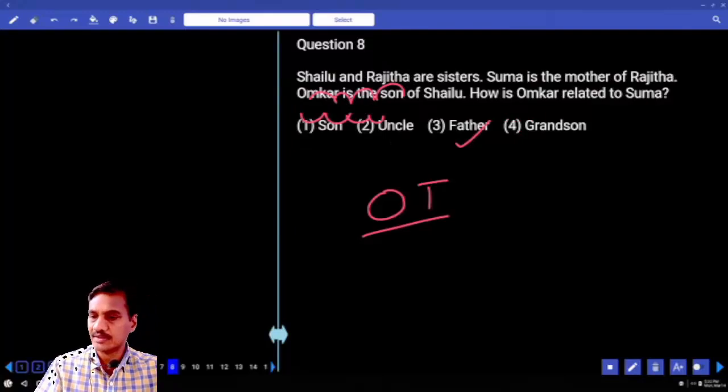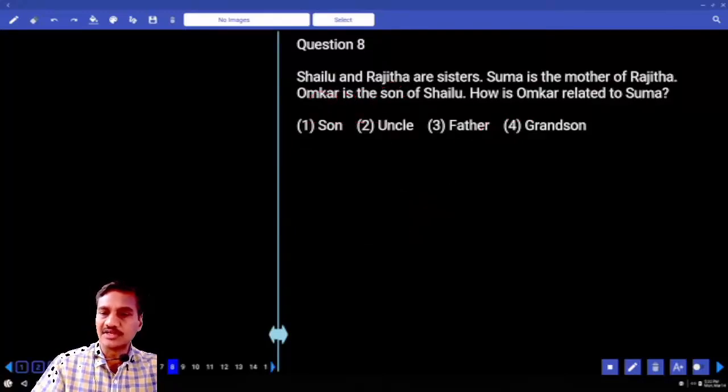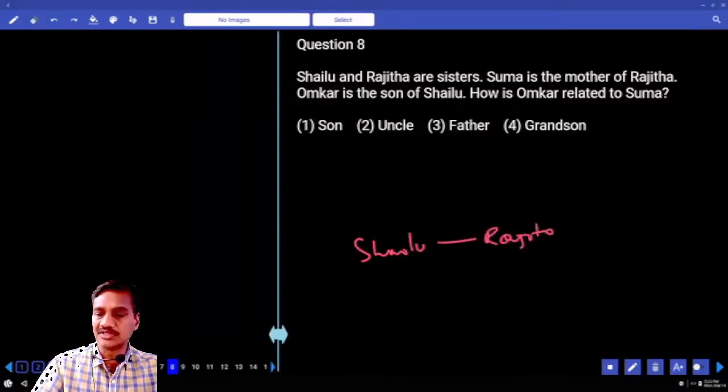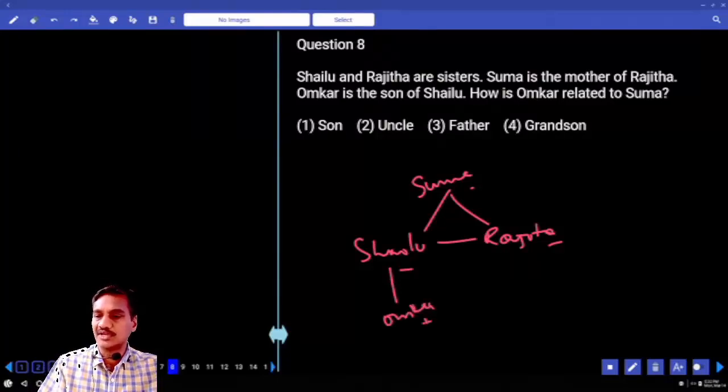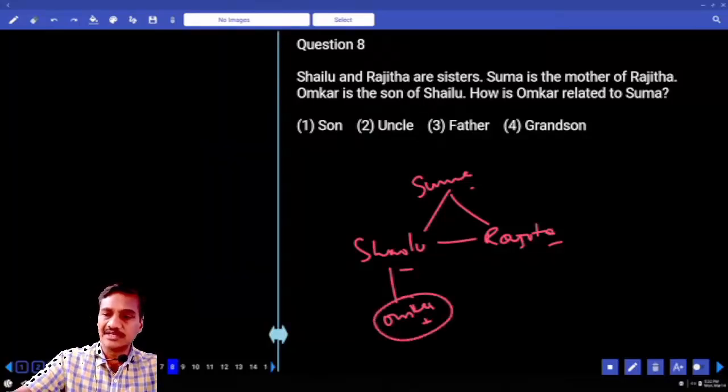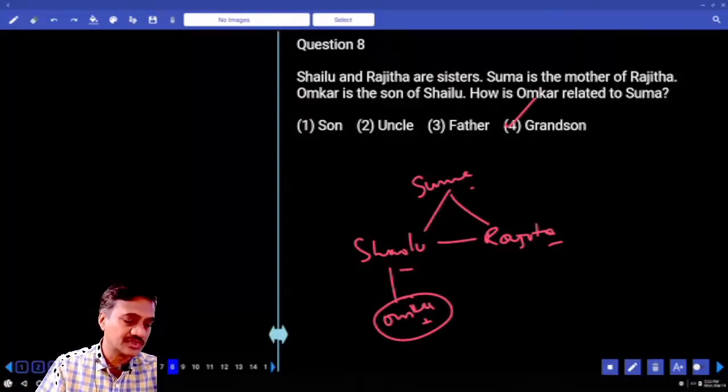Then 8. Now Sailu and Rajita are sisters. Sailu is the sister of whom? Sister of Rajita, and Rajita is the sister of Sailu. And Suma is the mother of Rajita. And Suma is the mother of these two persons, Sailu and Rajita. And Omkar is the son of Sailu. Then how is Omkar related to Suma? Suma's daughter's son. Daughter's son is grandson. Grandson, that is choice 4 for question number 8.